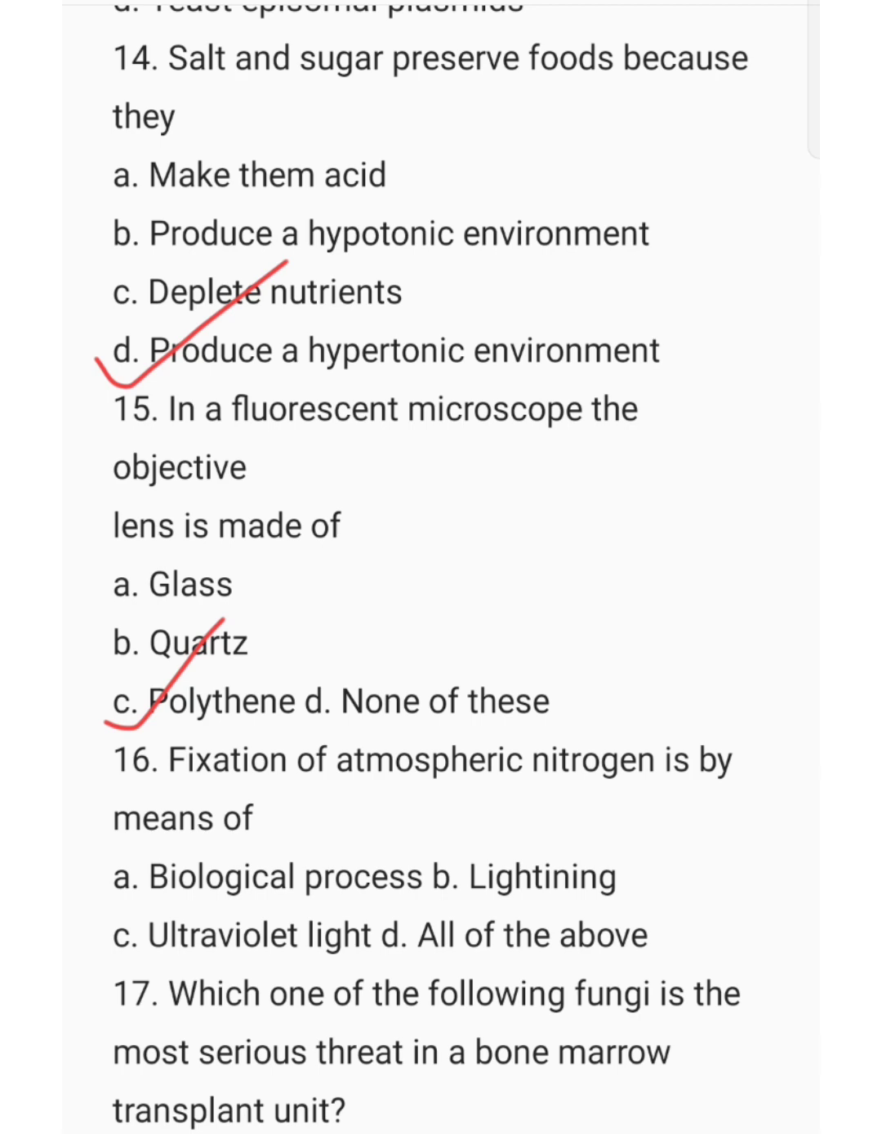Fixation of atmospheric nitrogen is by means of biological process, lightning, ultraviolet light. Option D, all of the above. So, the correct answer is all of the above. That is biological, physical, industrial, all means there is a nitrogen fixation process occurs.